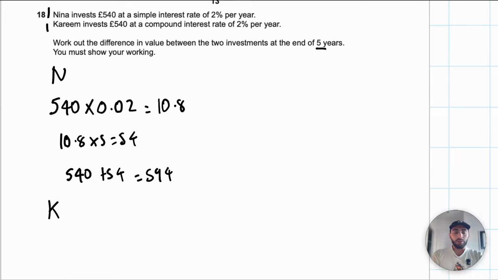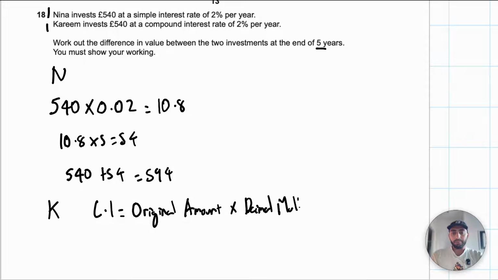Kareem is earning compound interest. So let's just look at the formula for compound interest. So compound interest, we take the original amount, we multiply it by the decimal multiplier, and we raise it to the amount of repetitions.